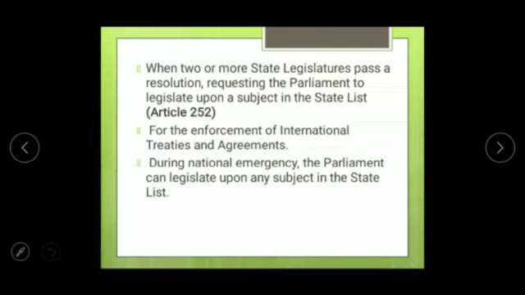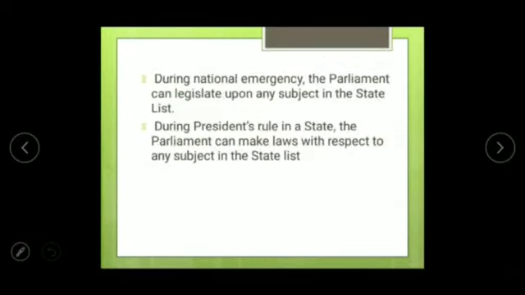Then during national emergency, Parliament can legislate upon any subject in the state list. And this is given under Article 352. However, even the state can also legislate upon the same subject, but if there is any inconsistency, then the central law will prevail. Then during President's rule, Parliament can make laws with respect to any subject in the state list. The last point, in relation to the state, such a law continues to be operative even after the President's rule, but it can be repealed, changed or re-enacted later by the state legislature.